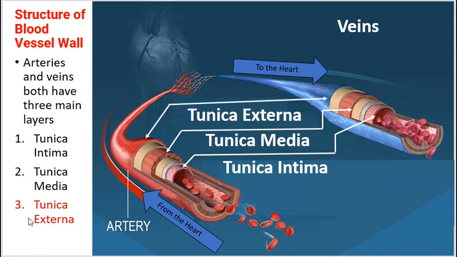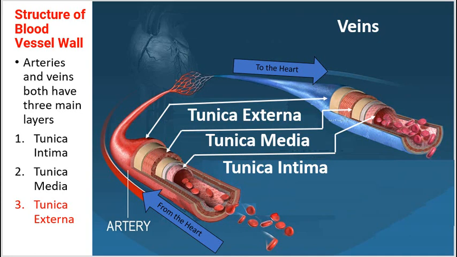The next layer, or outermost layer, is tunica externa. This layer is mostly composed of collagen and elastic fibers. Therefore, it's stretchy because of the elastic fibers, and that stretchiness helps blood vessels to expand and recoil back to their original form. This characteristic is very important as it allows blood vessels to be flexible and maintain stability under the pressure of the blood flow.